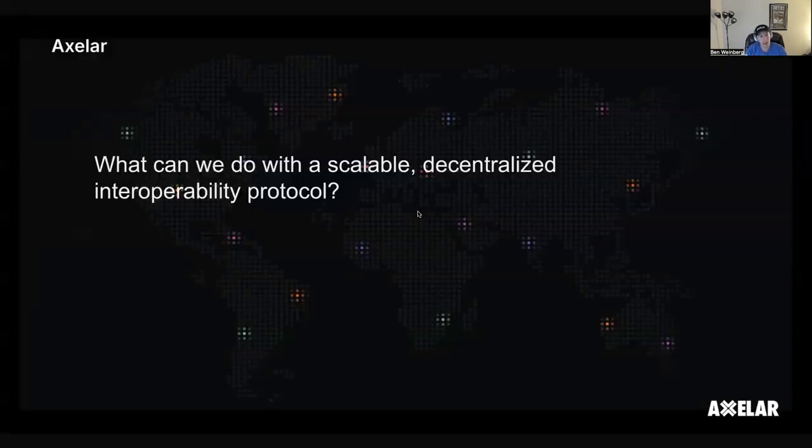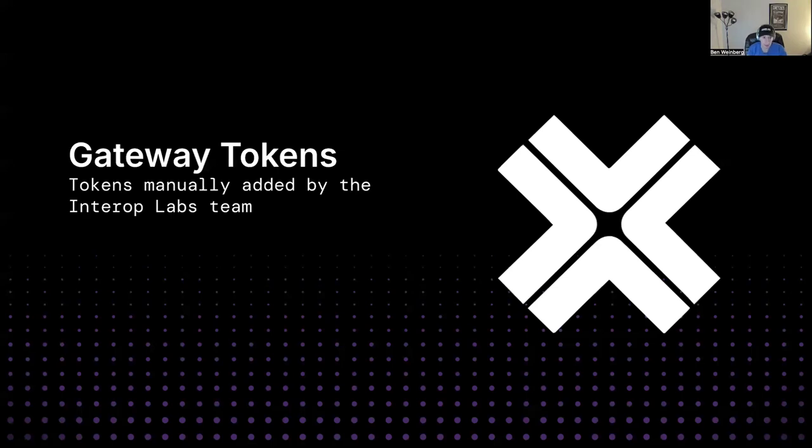So now we know we have an interoperability protocol that's scalable, decentralized and secure. And what can we actually do with it? Why does this matter? Well, a lot of what we're seeing today is the use of asset transfer. And what we've seen over the past few years is the use of what we call gateway tokens. These gateway tokens are kind of like wrapped versions of popular assets predominantly. These are tokens that are manually added by the Interop Labs team to be compatible with Axelar. And it's done a great job of enabling cross-chain liquidity. It allows more siloed apps on different chains to use tokens like AXL USDC, AXL ETH, AXL BTC.